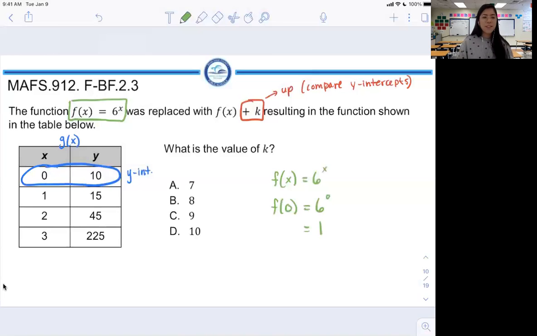Anything to the power of 0 is 1. Anything in the world. 1,000 to the power of 0 is 1. Negative 2,000 billion to the power of 0 is 1. Everything in the world to the power of 0 is 1. So that means that the y-intercept of f of x is 1.